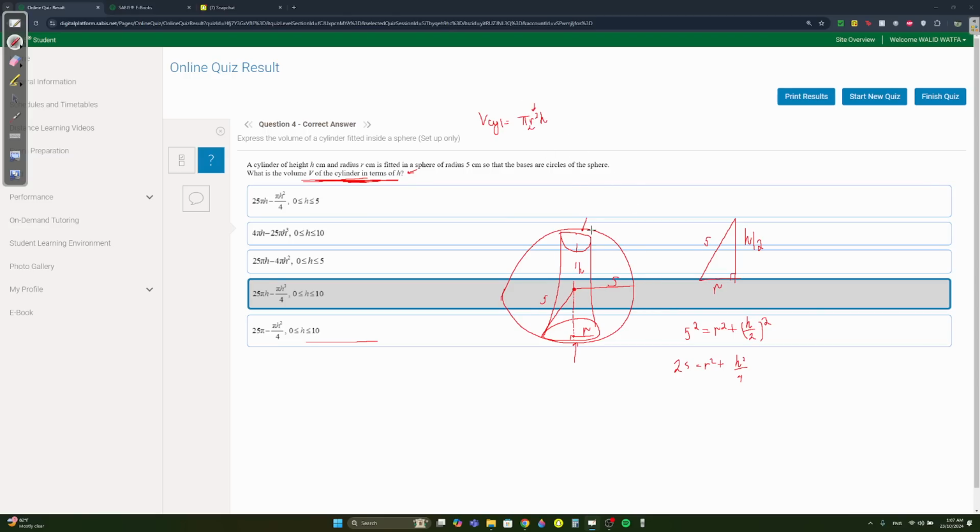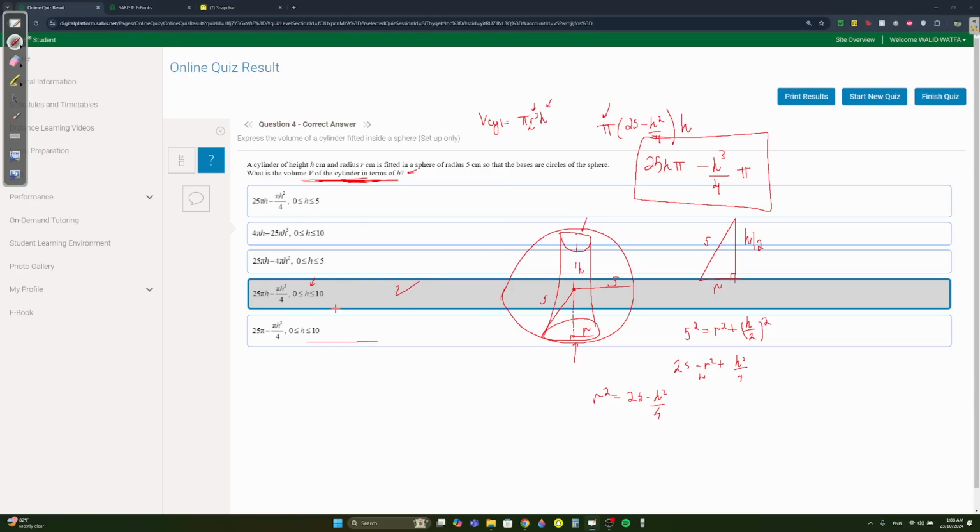Do I know what r squared is? I actually found it here. R squared, if you just take this to the other side, is equal to 25 minus h squared over 4. So you can go here and replace it with 25 minus h squared over 4 times h. And if you distribute this all, let's keep pi in the end. 25 times h is 25h. And minus h times h squared is h cubed over 4. And we always add pi.